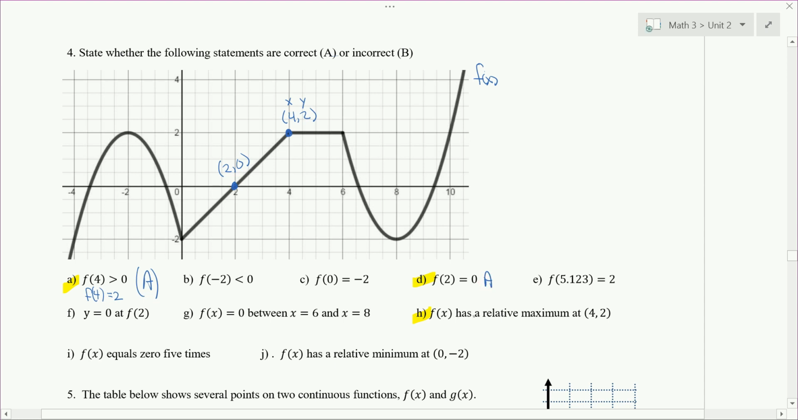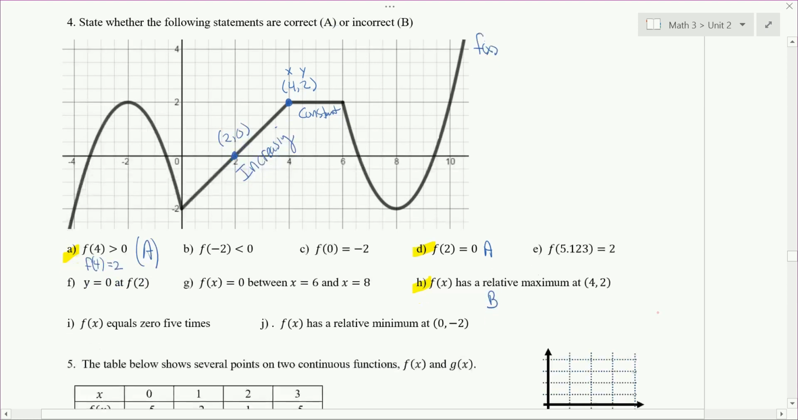Let's look at part H. F of x has a relative maximum at 4, 2. So I'm going to go to the point 4, 2. We've already kind of highlighted it. And we're increasing here. And then we're constant here. So 4, 2 is the point where it changes from increasing to constant. That is not a relative maximum. A relative maximum is a point where it changes from increasing to decreasing. And so this is false, and so we write the letter B, or incorrect.